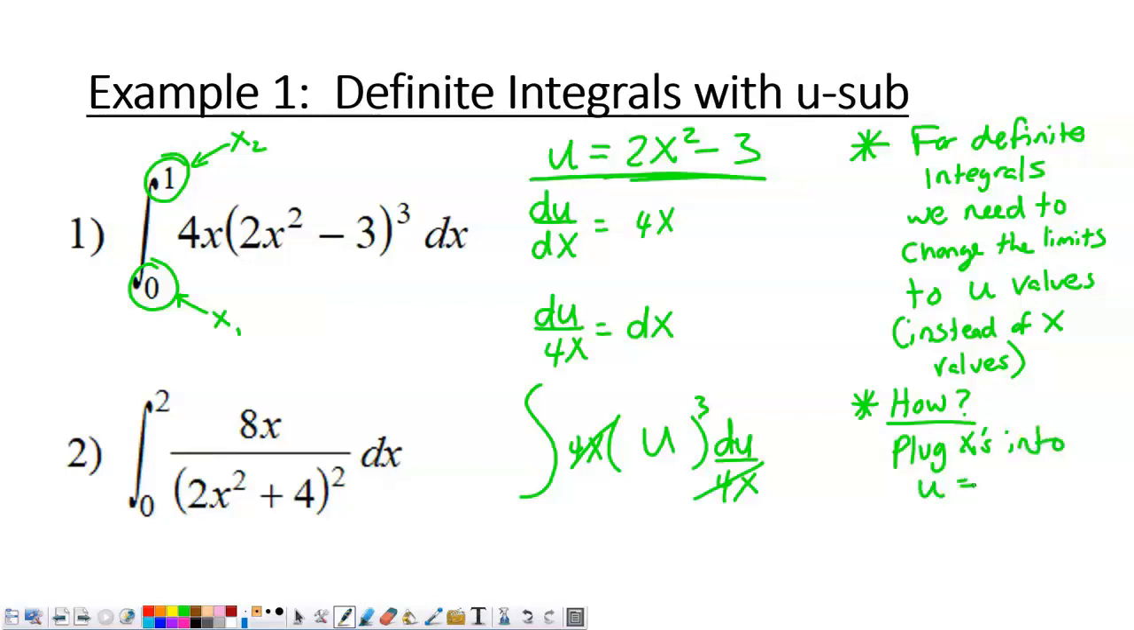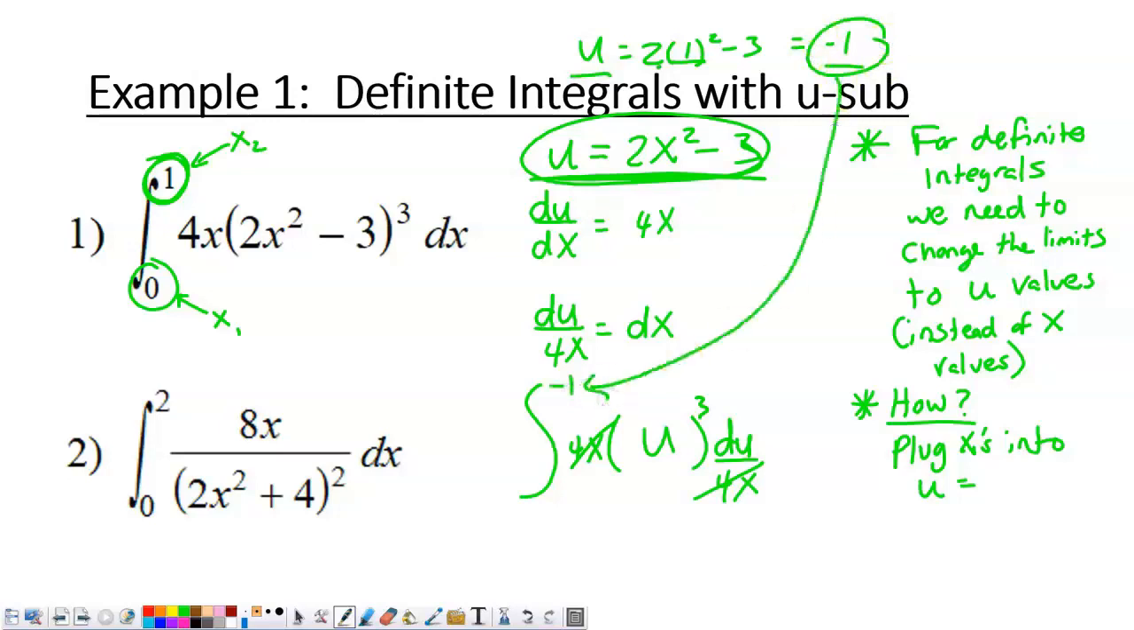Okay, so for instance, this is x equals 1, so what's the u value that's going to replace that? Well, I'm going to plug 1 in for x up here. That's going to be 1 squared, which is 1, times 2 is 2. 2 take away 3 is negative 1. So now u is negative 1. So the top becomes negative 1. All right, same thing for the bottom. X is 0. What is u when x is 0? If I plug in 0 here, what will I get? You'll get negative 3.